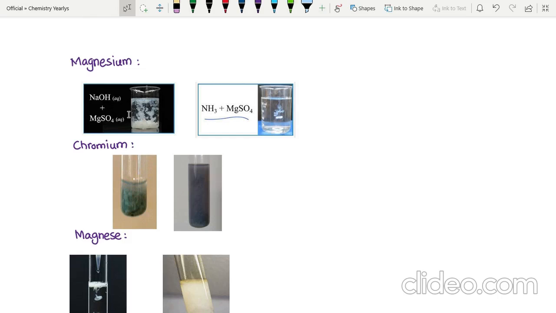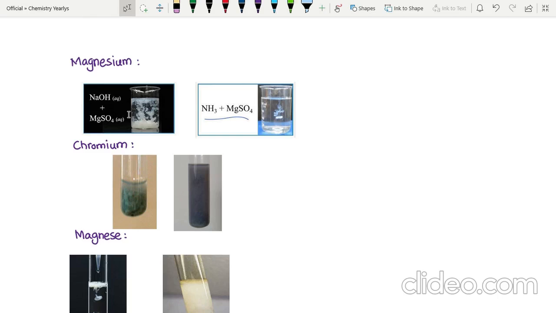So magnesium gives you a white dense precipitate, and when you add just one drop, it will start giving you the precipitate. It is a very dense precipitate, and with ammonia, it has a little bit of a blue tinge. You can clearly see it in the second reaction, ammonia plus MgSO4. It gives a blue tinge type precipitate.